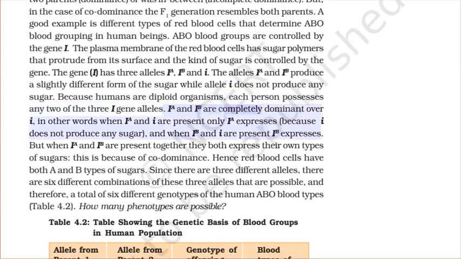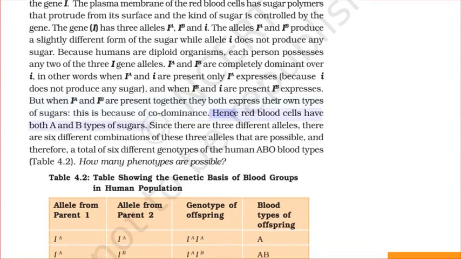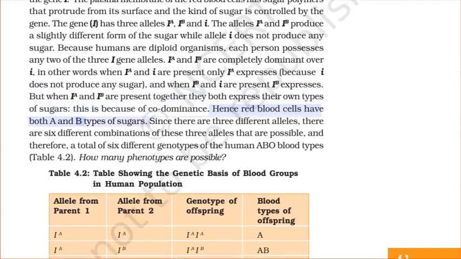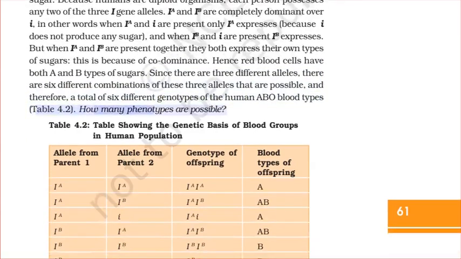IA and IB are completely dominant over i. In other words, when IA and i are present, only IA expresses because i does not produce any sugar, and when IB and i are present, IB expresses. But when IA and IB are present together, they both express their own types of sugars. This is because of codominance. Hence, red blood cells have both A and B types of sugars. Since there are 3 different alleles, there are 6 different combinations of these 3 alleles that are possible, and therefore, a total of 6 different genotypes of the human ABO blood types. How many phenotypes are possible?